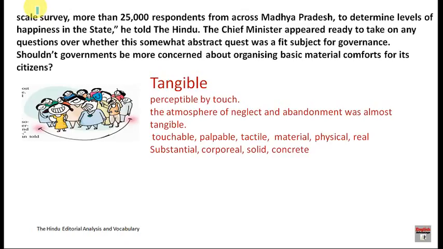Tangible means something perceptible by touch or something material. Touchable, palpable is a good word. So palpable is a synonym for this word. Tactile, material, physical, real, substantial, corporeal, solid and concrete. So these are the synonyms for tangible.